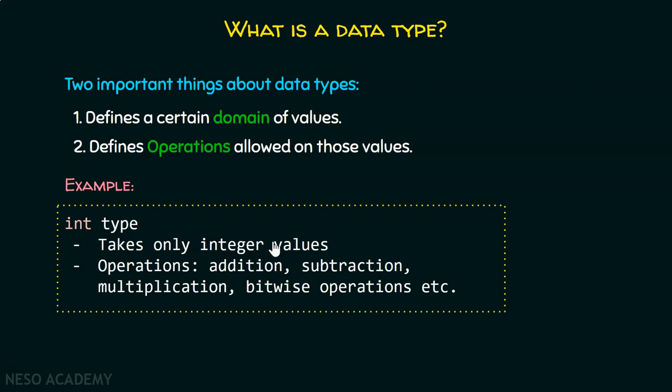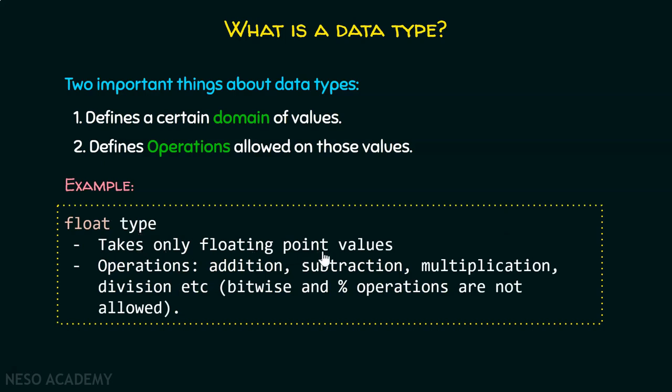Here we can take only integer values. We already know that integer allows only integer values, right? But the operations allowed are addition, subtraction, multiplication, bitwise operations, etc. We can perform almost every operation with the integer type. For the sake of understanding, let's take another type, that is the float type. It takes only floating point values. But the operations which we can perform on float types are addition, subtraction, multiplication, division, but we cannot perform bitwise and mod operations on them. This should be well noted. So it is clearly understandable that a data type not only defines a certain domain of values, but it also defines operations allowed on those values, right?